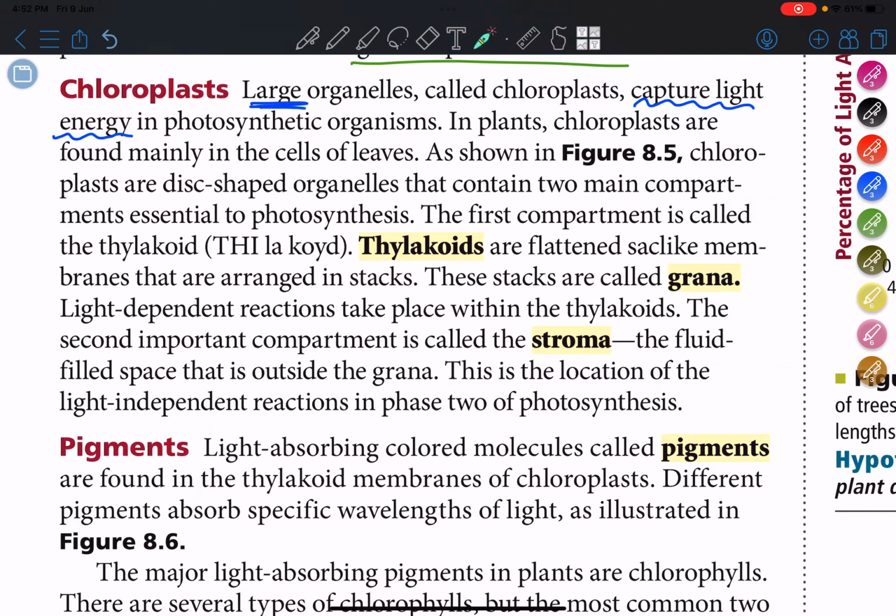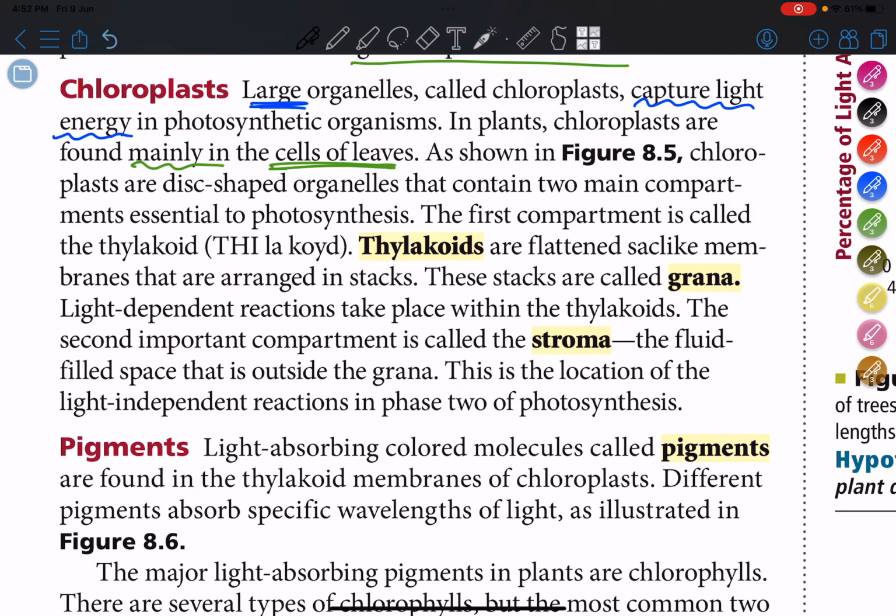Now, in plants, chloroplasts are mainly in the cells of the leaves, right? And we'll know more about that later, but we know that the leaves are green. This little amount of information will make sense in a minute. But in most plants, the chloroplasts are found mainly in the leaves of the plants.